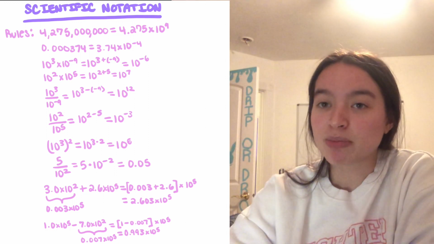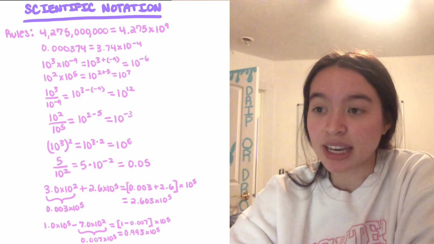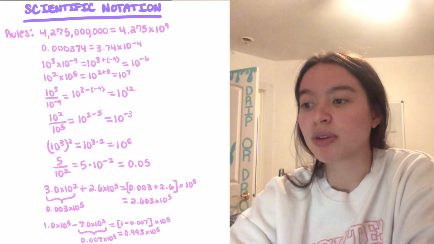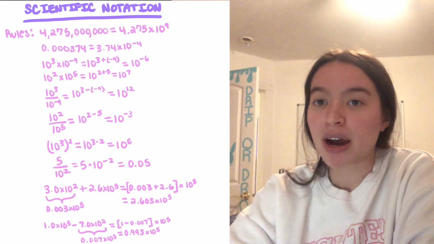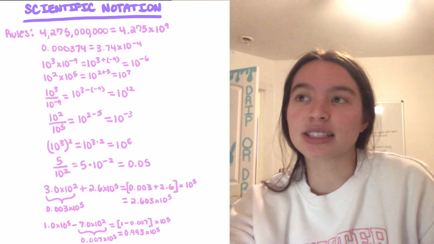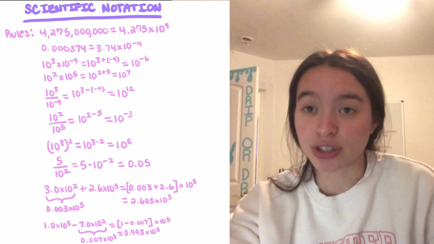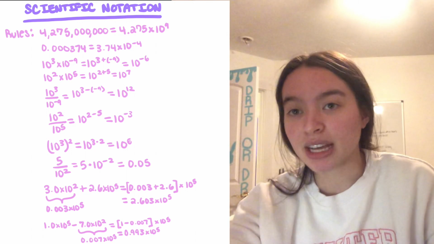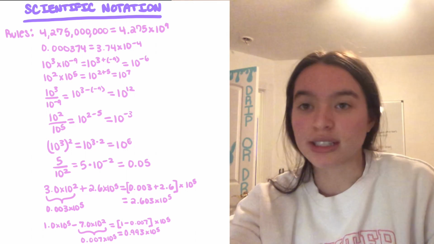Next, you're going to have exponents that are raised to another power. In those cases, you will multiply those exponents. So 10 to the third, to the power of 2, is going to be 10 to the 3 times 2, which is 10 to the 6th. Let's say you have 5 divided by 10 to the 2. You're going to have 5 times 10 to the negative 2, which is 0.05.